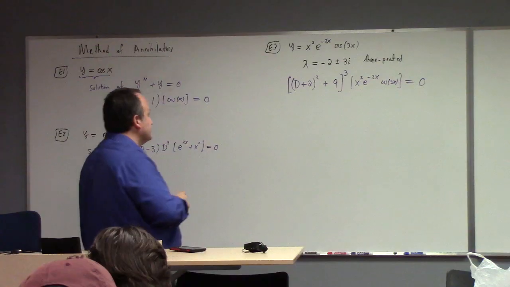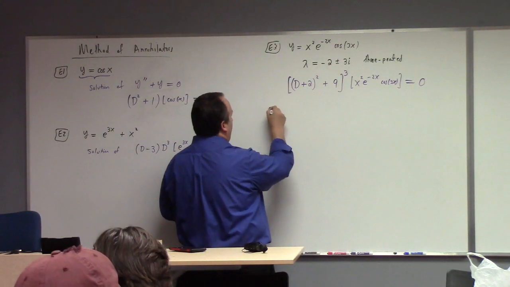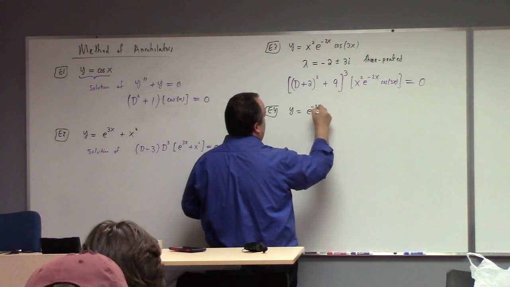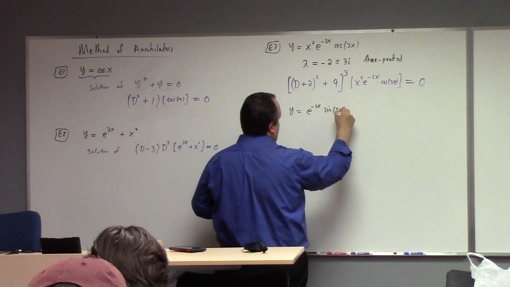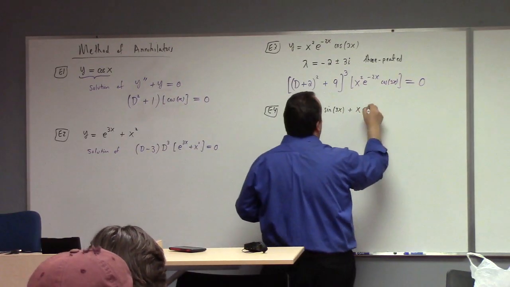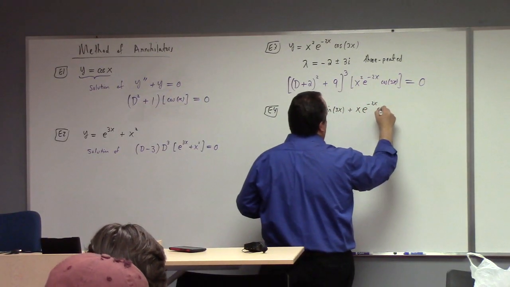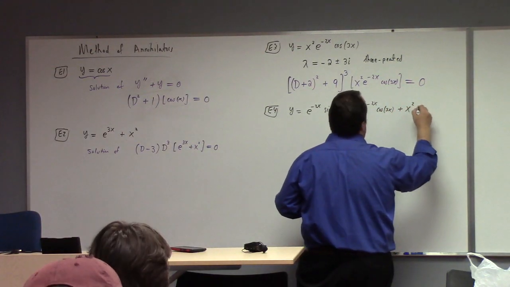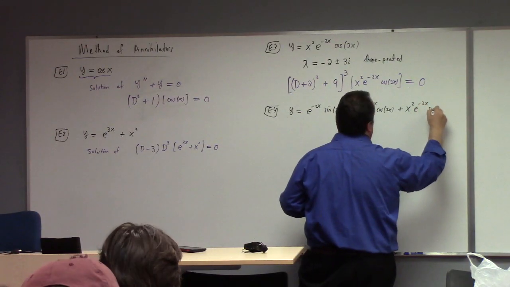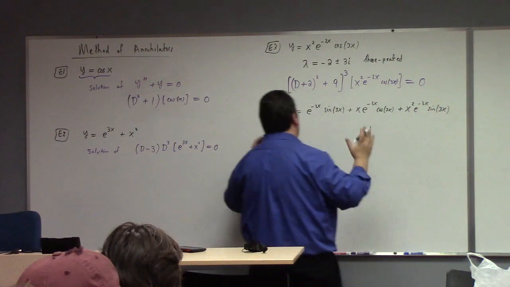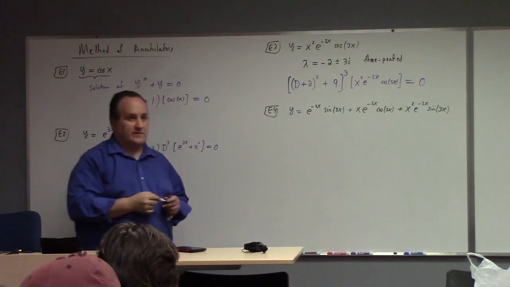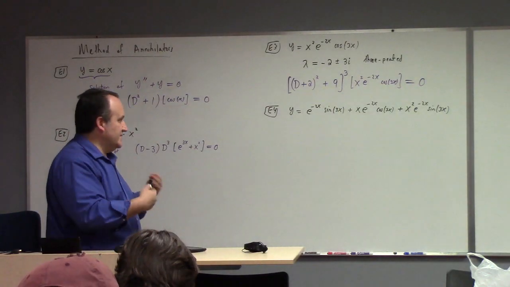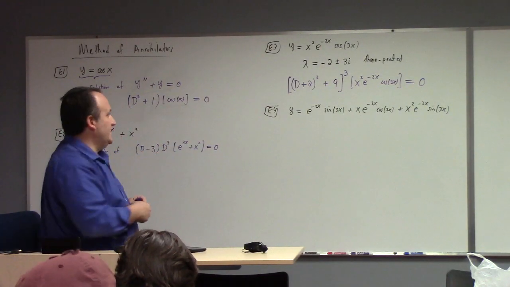Example 4. If I had y equal to e to the minus 2x sine 3x plus x e to the minus 2x cosine 3x plus x squared e to the minus 2x sine 3x, right? Suppose I was up against that. I want to find the annihilator for this function. I want to find an operator of lowest order which sends this function to 0. What should I do?